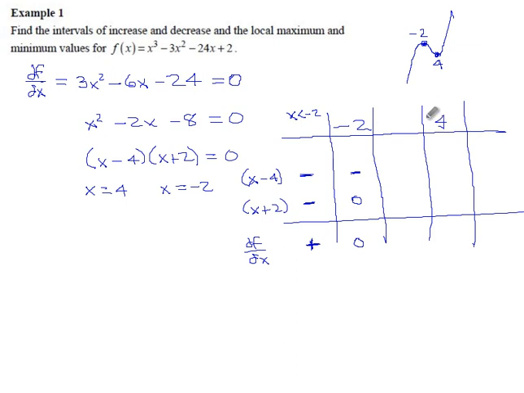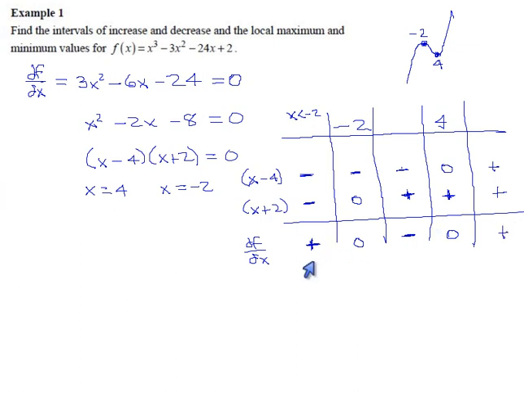If x is between negative 2 and 4, let's say it's 0, that's easy. 0 minus 4 is negative, 0 plus 2 is positive. Multiply those together and you get a negative result. If x is exactly 4, 4 minus 4 is 0. 4 plus 2 is positive, 6. And 0 times a positive number is 0. And finally, if x is bigger than 4, you can think of it as 5 or a million or whatever you want. I'm doing 5. 5 minus 4 is positive. 5 plus 2 is also positive. Multiply those and you get a positive result.